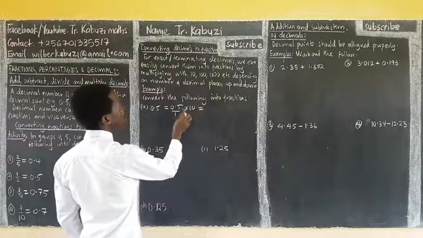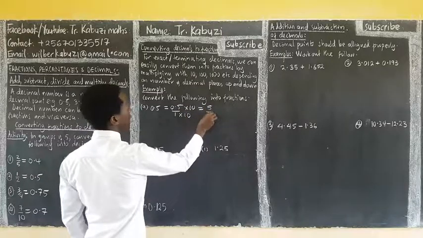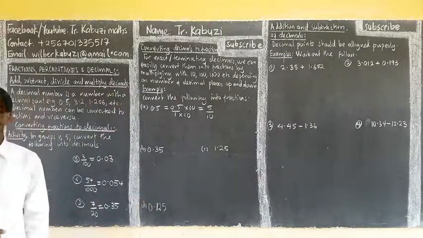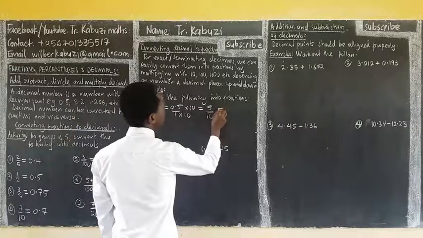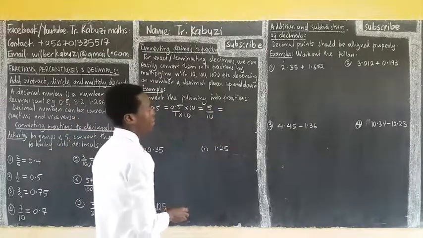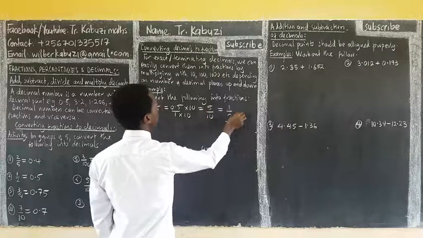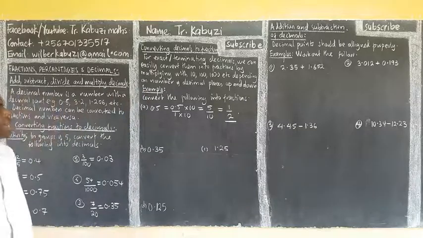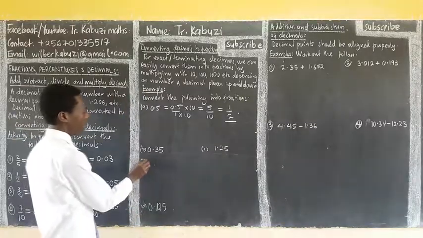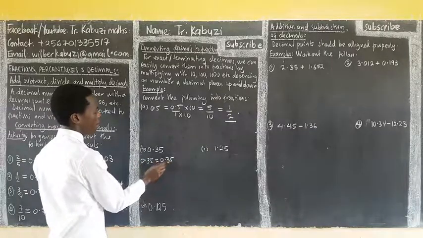So 5 times this, we have 5. Then this times this, we have 10. Then after that, we simplify. Is there a number that divides this and this? Which number is that? 5. So by 5, 1, by 5, 2. And that will be our answer. As simple as that.